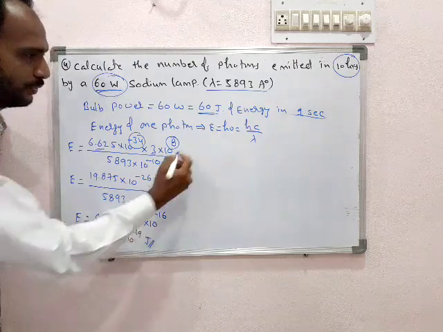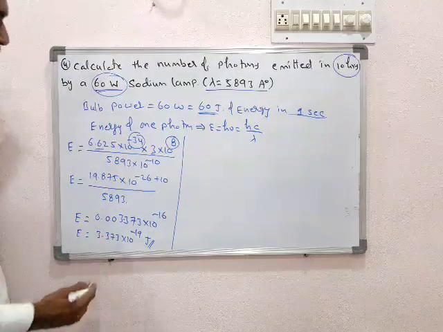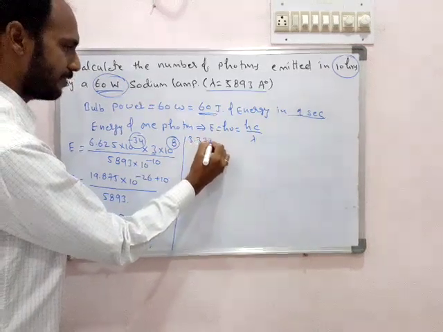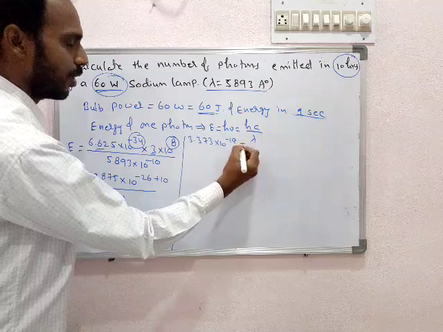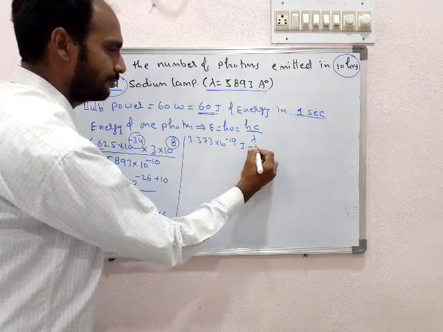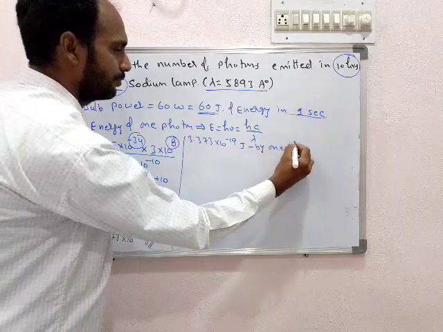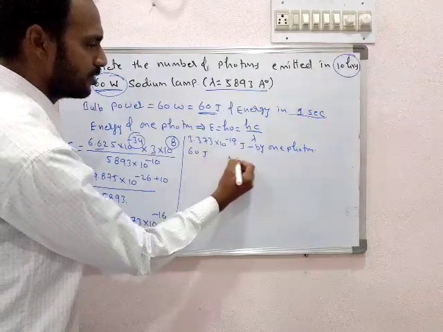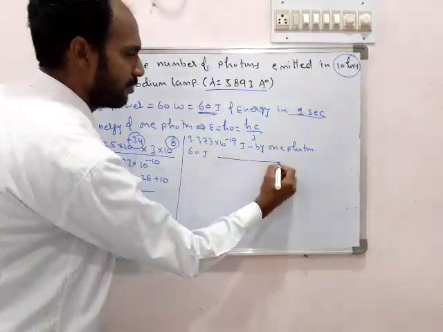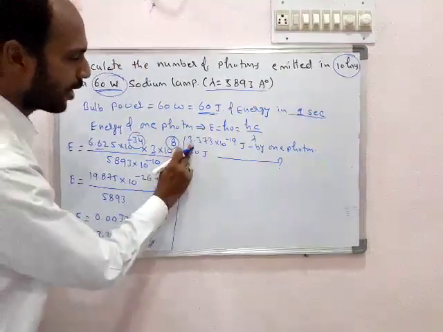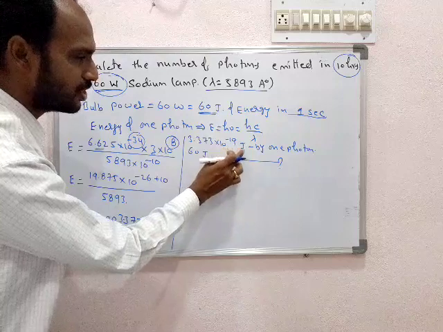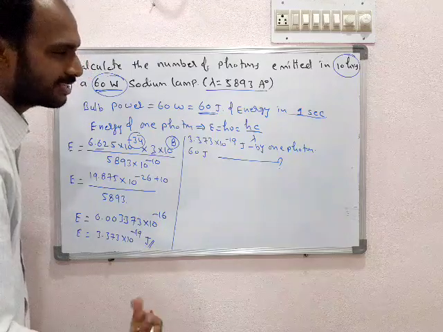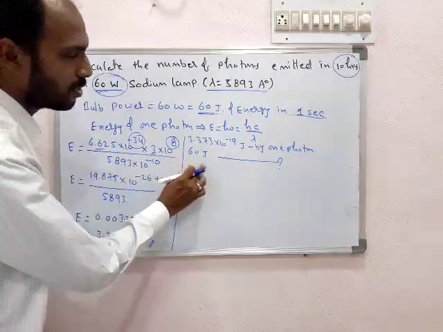3.373 into 10 power minus 19 joules of energy is possessed by one photon. Then 60 joules of energy is possessed by how many photons? That is, 3.373 into 10 power minus 19 joules is possessed by one photon. So 60 joules, how many photons will it have?